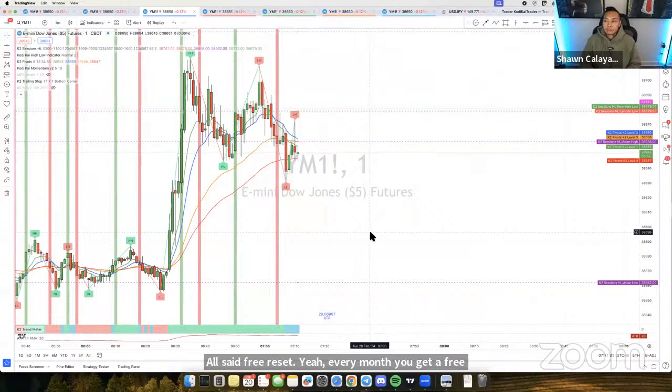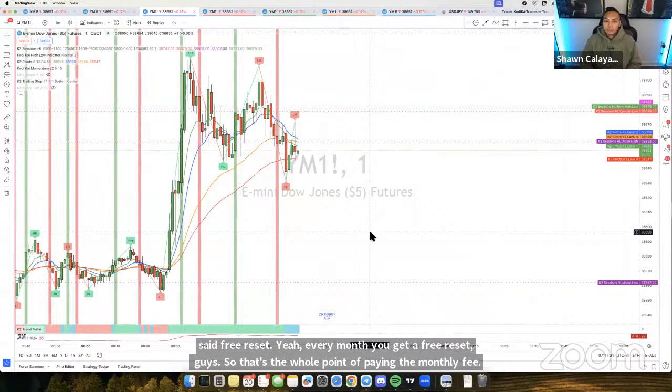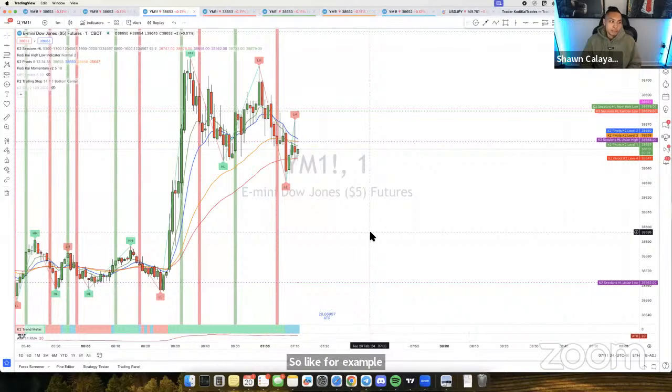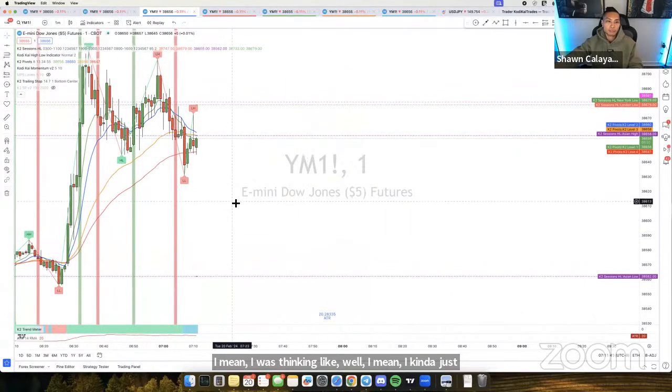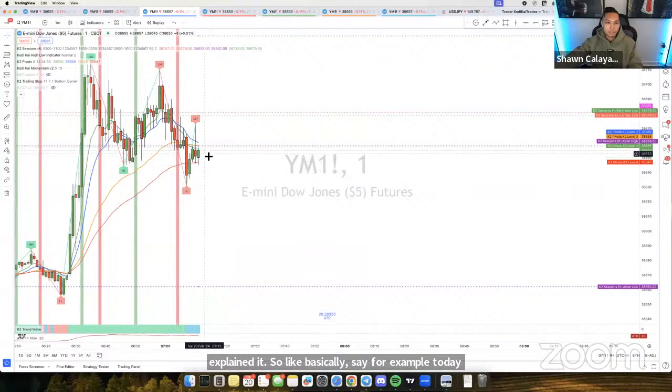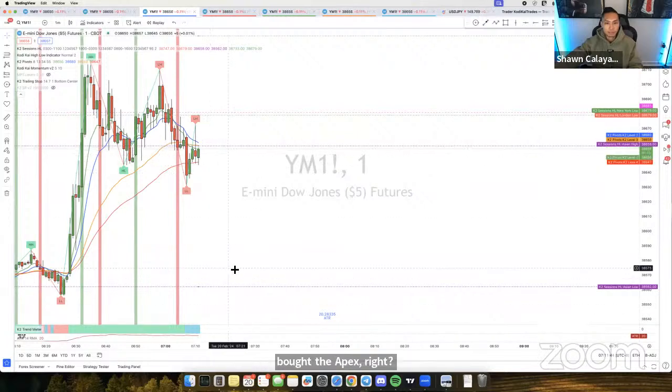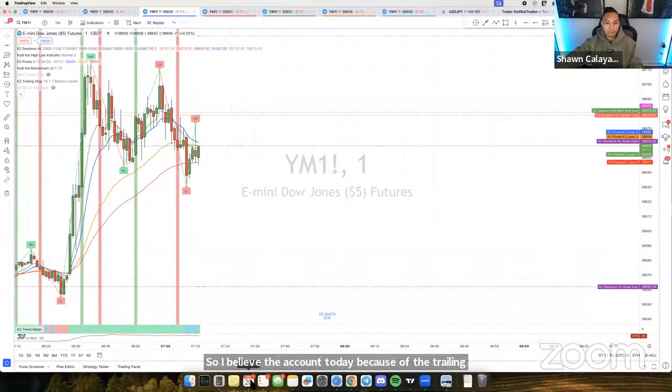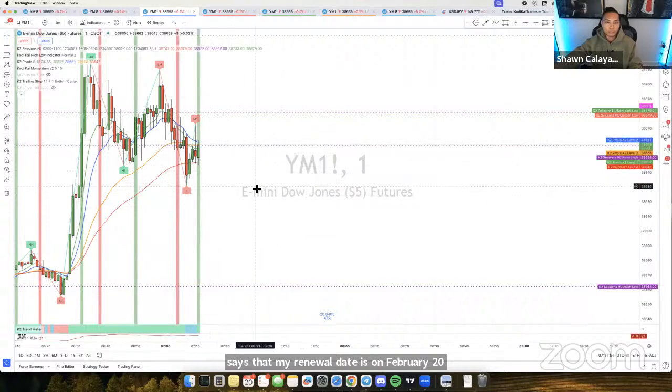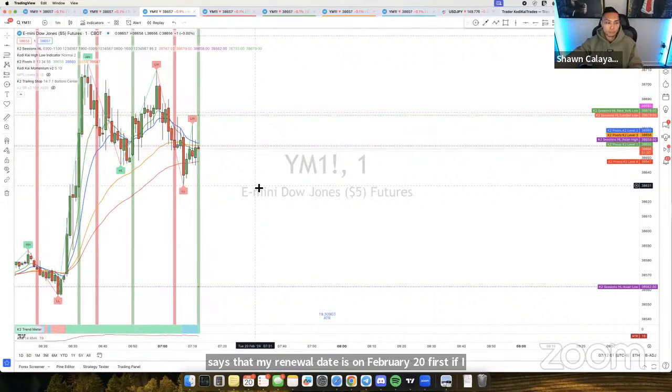So, for example, I kind of just explained it. Say today I blew my first account that I ever bought with Apex, right? I blew the account today because of the trailing drawdown. Say I pull up my Apex and it says that my renewal date is on February 21st. If my renewal date's on the 21st and the account is violated, then on the 21st they give you a brand new account. You don't pay for anything. Well, you pay for the monthly and then they just give you a brand new account. So it's a free reset.